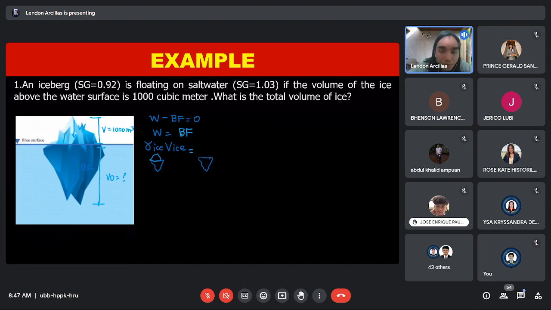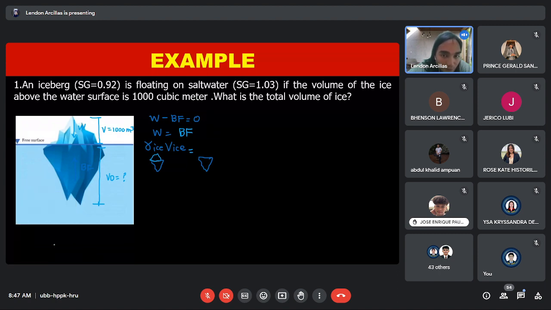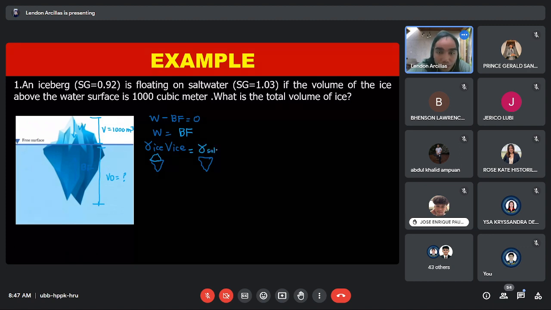So, ang VF naman, or the total force here on the displaced water, is the weight of the displaced water, which is, ang displaced water is specific weight ng, ano to? This is salt water times the volume ng displaced na to.